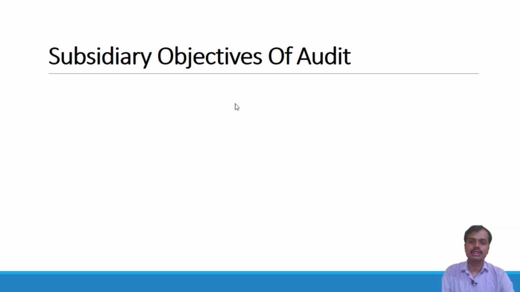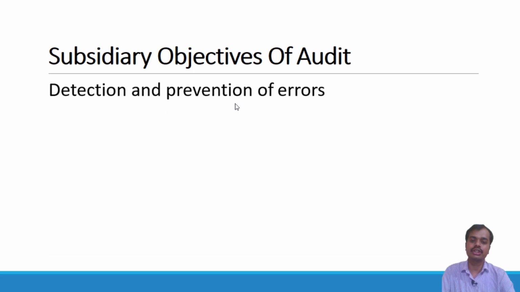The next are the subsidiary objectives of audit, which are also called secondary objectives of audit. These are objectives which are set up to help in attaining the primary objectives. They are first, detection and prevention of errors. Errors are those mistakes which are committed due to carelessness, negligence, or lack of knowledge, or without having vested interests.